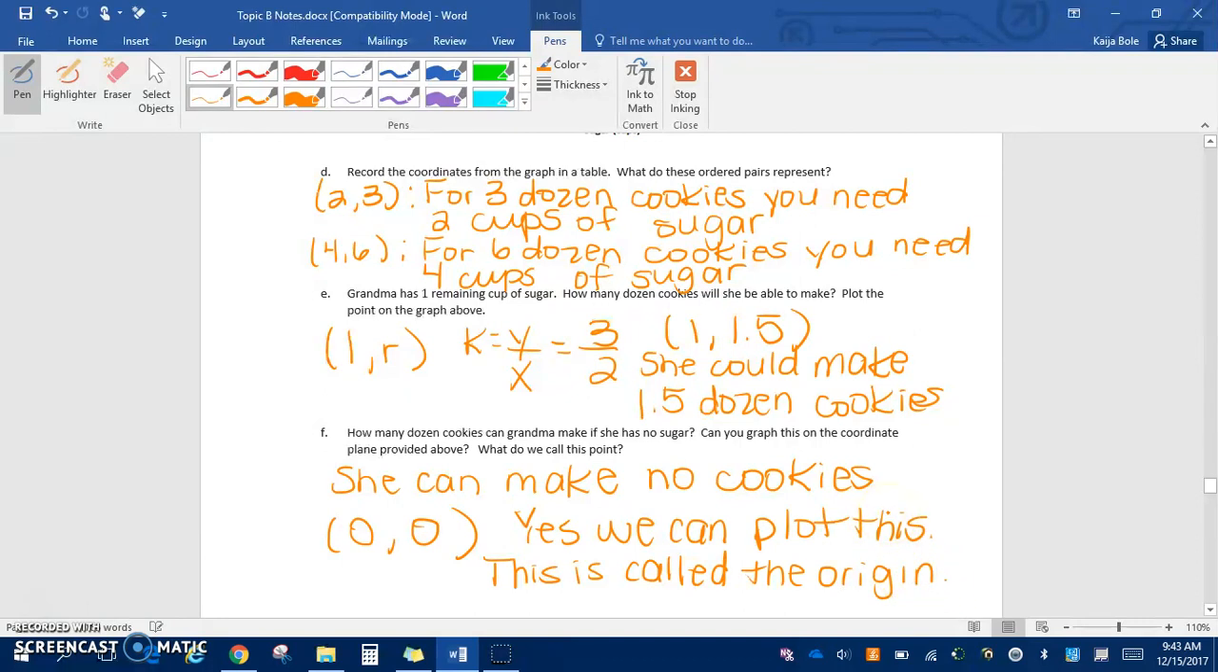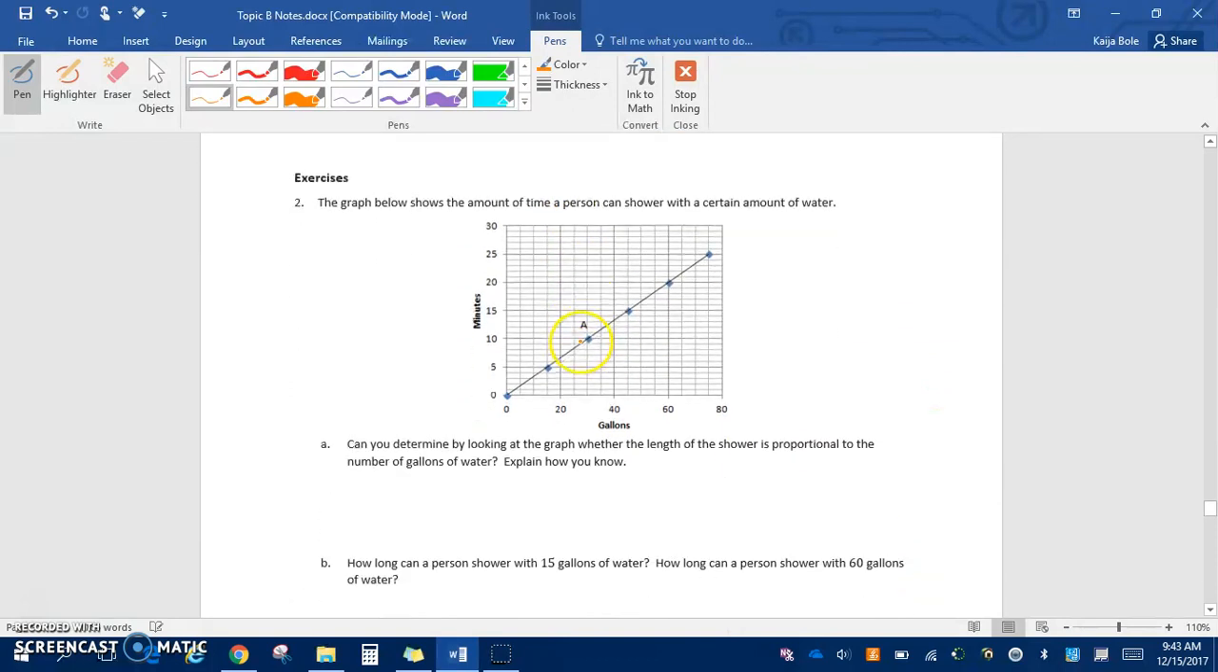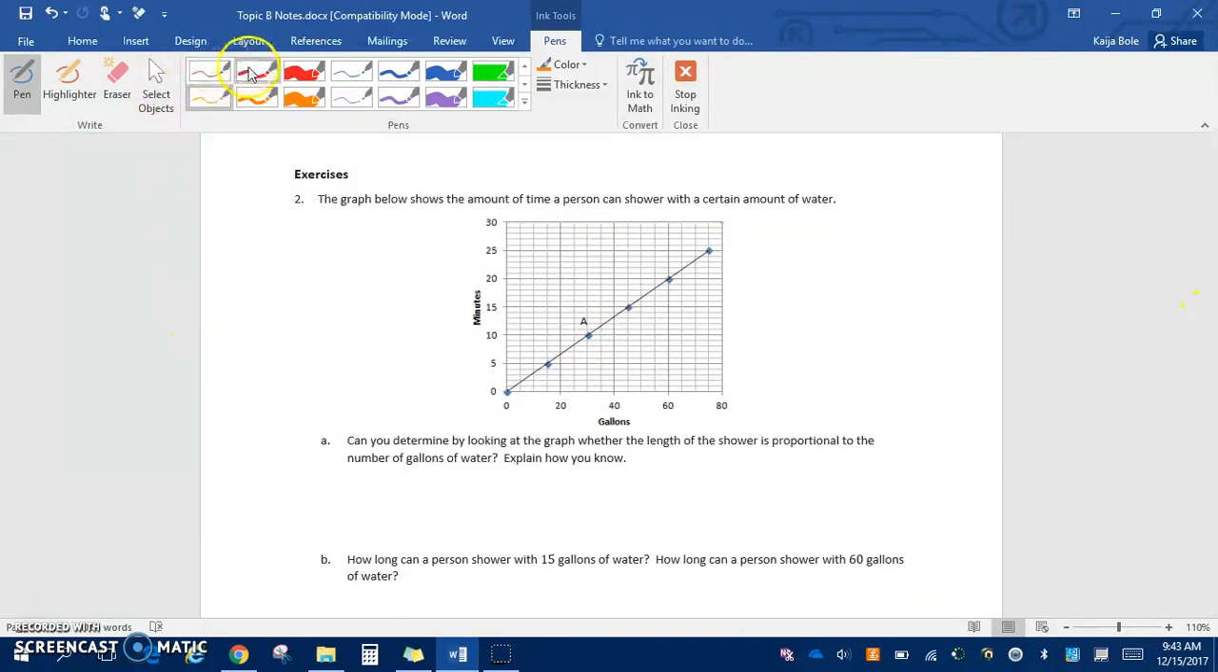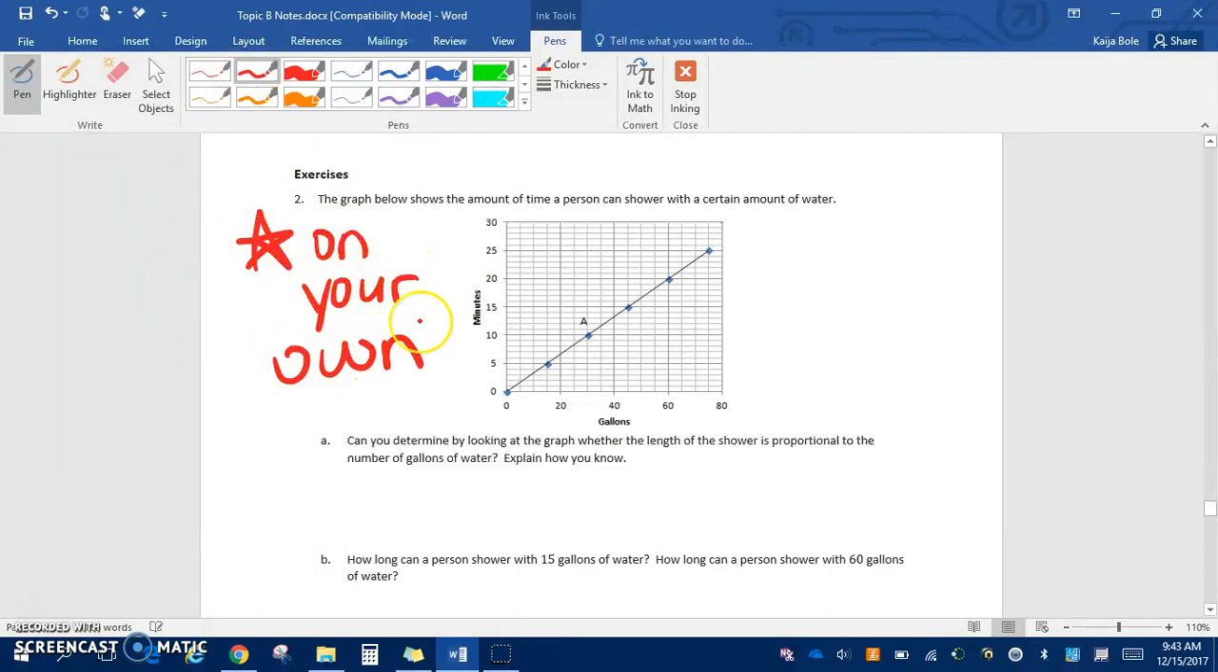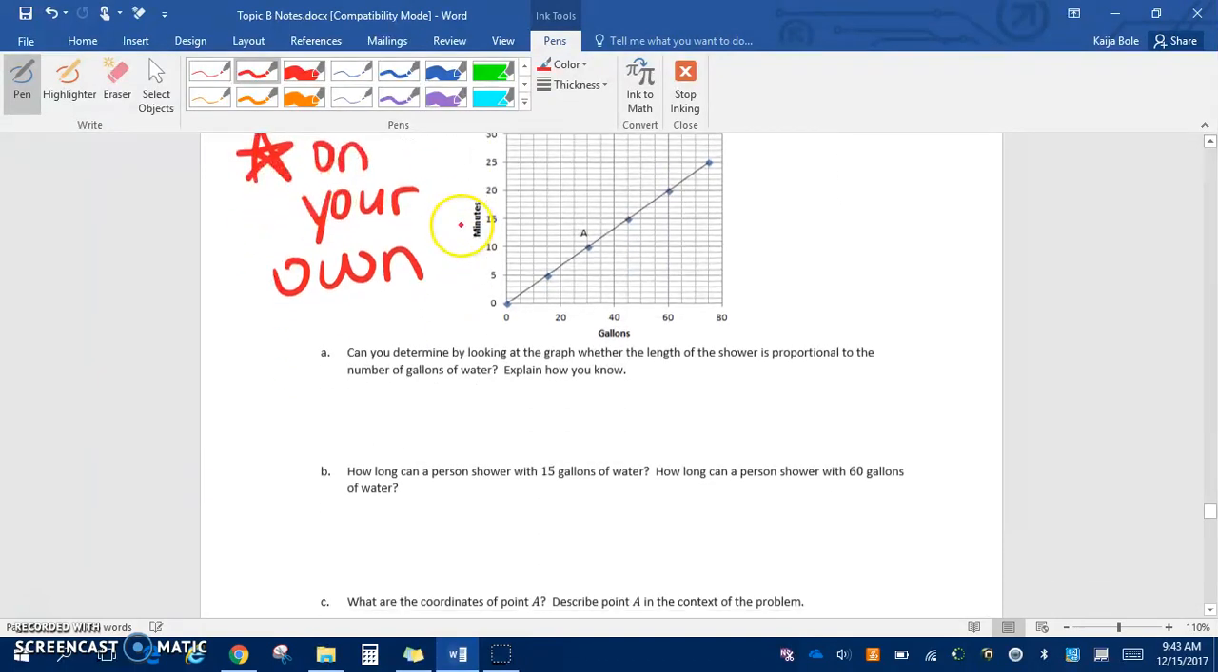Alright, so that's it for that page. I want you to flip over to the next page though, and I want you to try this whole page on your own. Alright, give it your best shot. We do need to try these questions, and then we will go over all of them in class tomorrow.